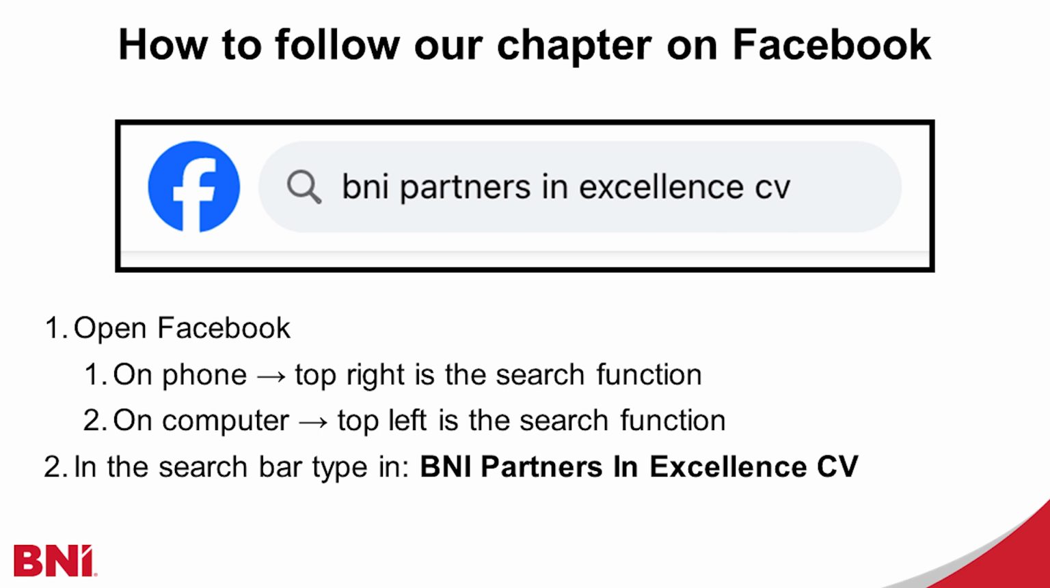And then, when you go to Facebook, you have the search bar at the top. That's where you're going to type that verbatim. BNI Partners in Excellence CV. You'll find that if you just go straight to the internet and you type in pie, it's not going to come up necessarily. Each one's search results are different. Don's going to get lemon meringue pie recommendations. Mark's going to get cranberry pie, that kind of thing. So Partners in Excellence is the full name. That's what we need to use.